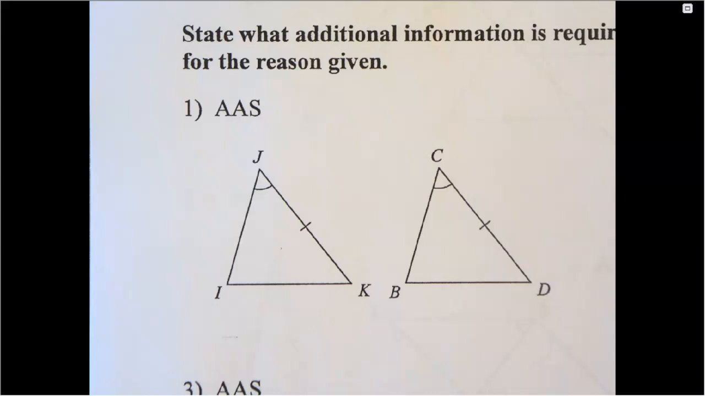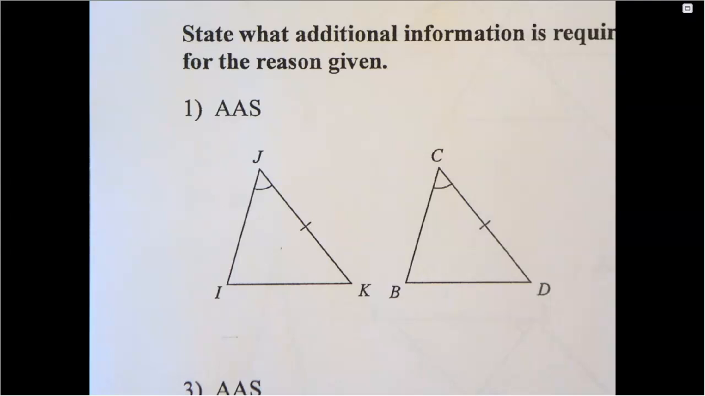So this is what I would need to know. If I knew this, I could then say it's AAS. And I would need to know that these two things are the same. So my answer is going to be, well, I would need to know that angle I is congruent. What's the version of angle I in the other triangle? B. So if you did that, you would have AAS and match. Question on that one?